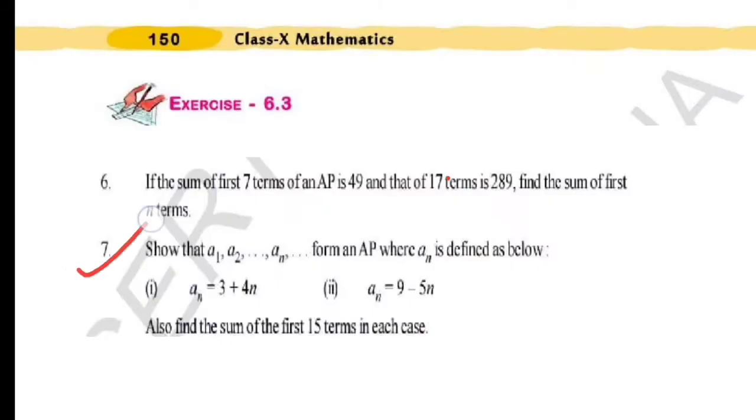Next, seventh question: show that a1, a2, ..., an form an AP where an is defined as below. He gave two an values, so there are different questions: an equals 3 plus 4n, an equals 9 minus 5n. Also find the sum of first 15 terms. First we have to prove that these are APs, then find the sum of the first 15 terms. So I will explain one example problem, same as the seventh question.